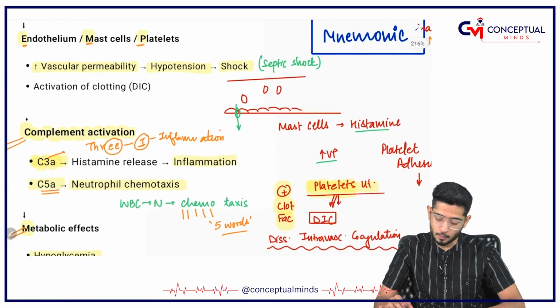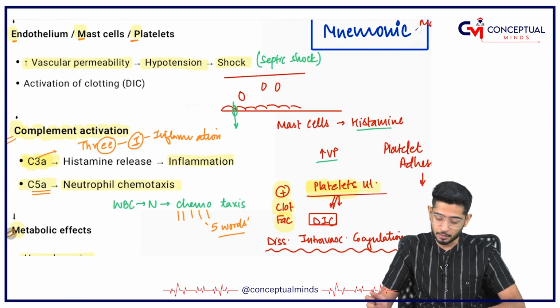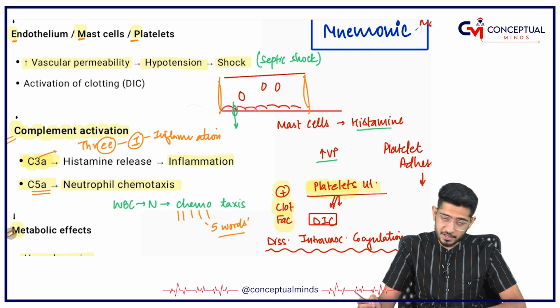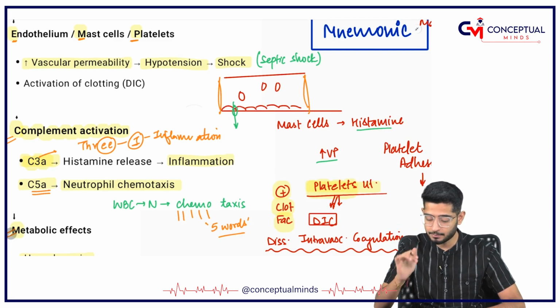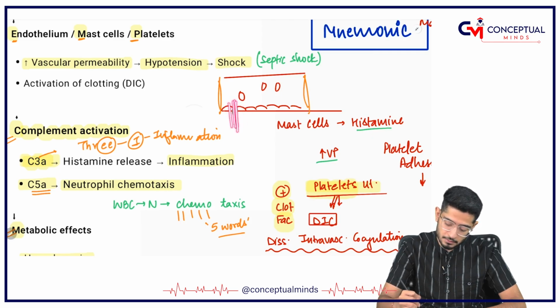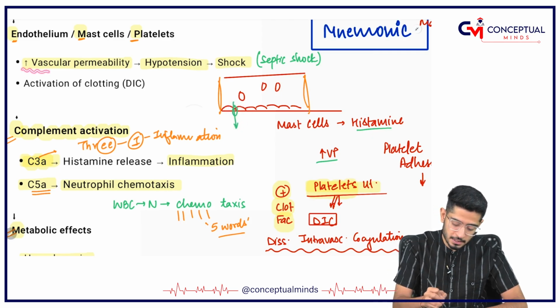So what happens when lipopolysaccharide acts upon the endothelium? See, this is the blood vessel. In the blood vessels, these cells are the endothelium. When the lipopolysaccharide LPS acts on it, the endothelium gets split. And once it is split, the permeability increases. So there will be an increase in vascular permeability because the endothelium is split.